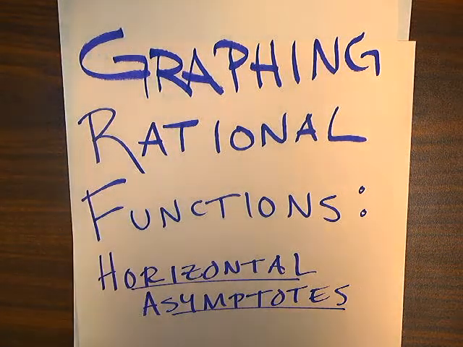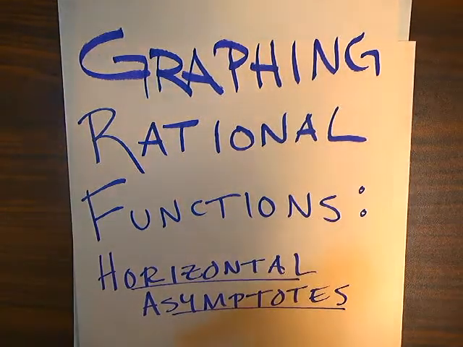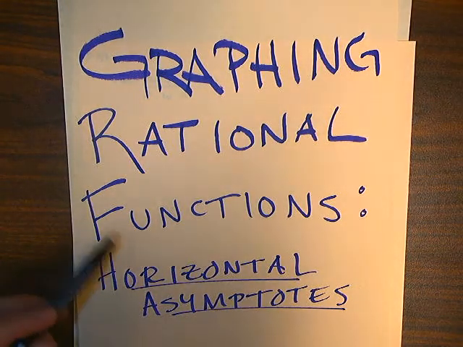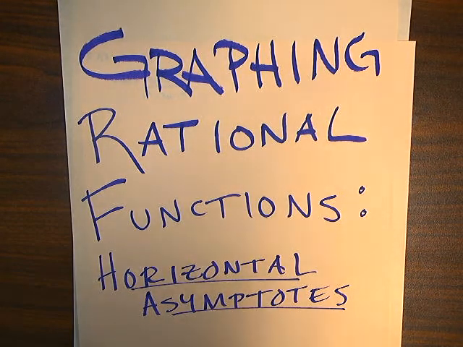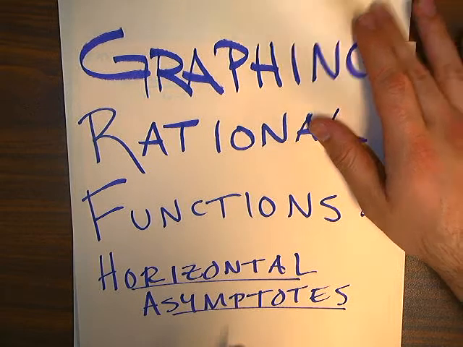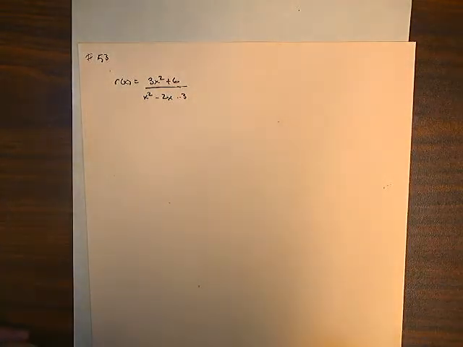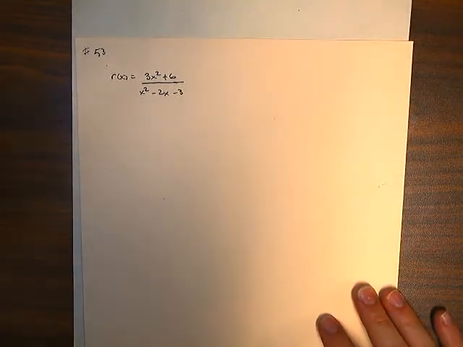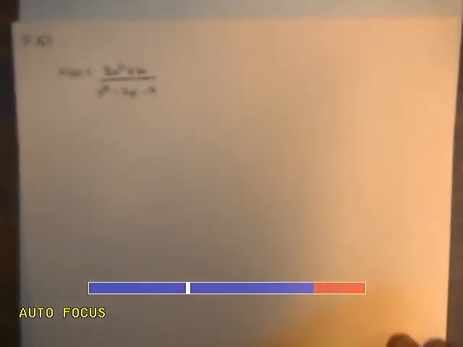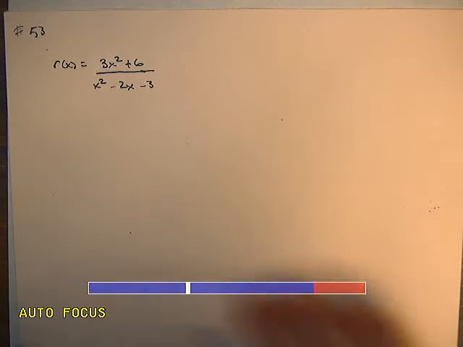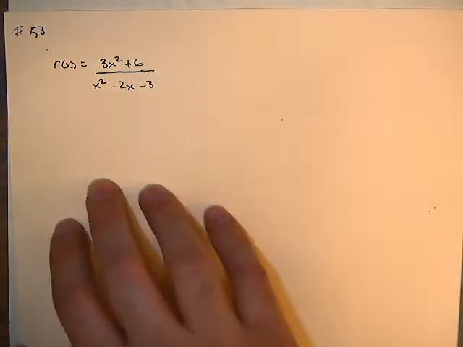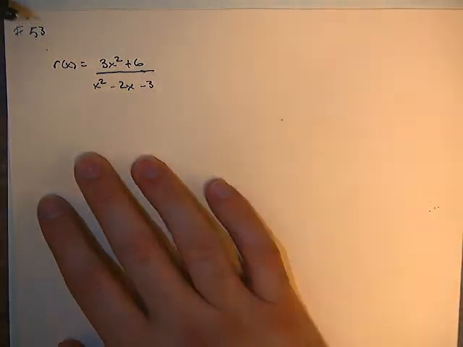Hey folks, welcome back. This is another example of graphing rational functions with only horizontal asymptotes. This example is a little bit more interesting because it has no zeros, that is, no x-intercepts. So we're going to take a look at what that looks like exactly as we solve through these problems. Like I said, it's number 53 off of the homework if you're following along at home.